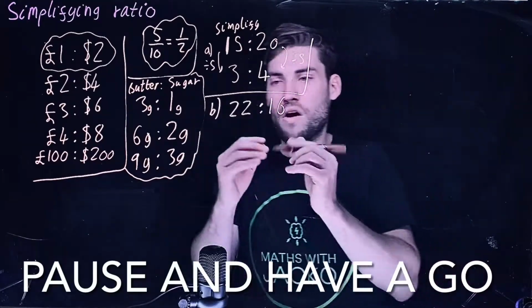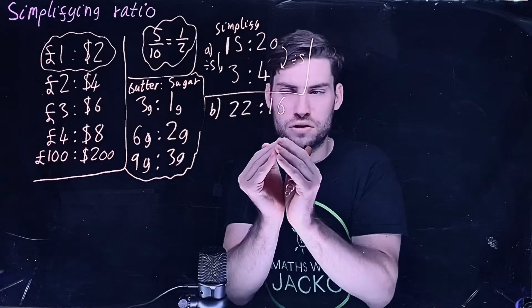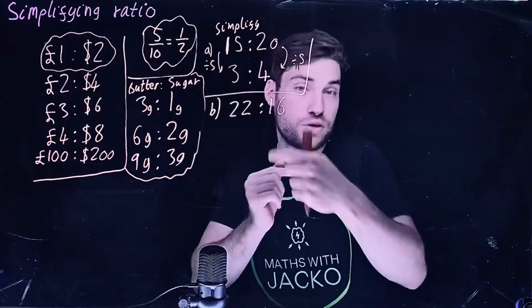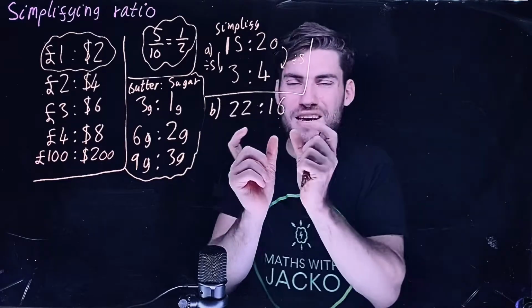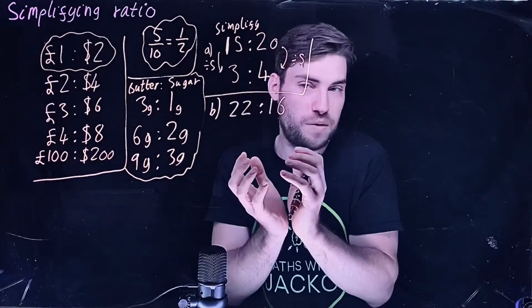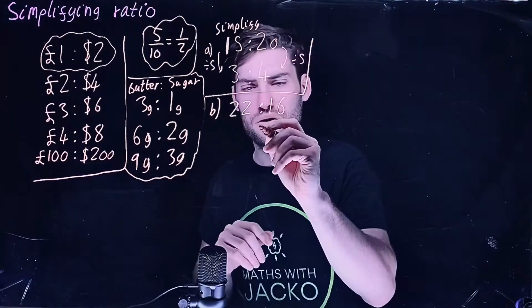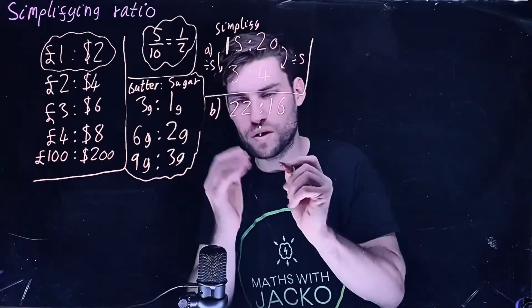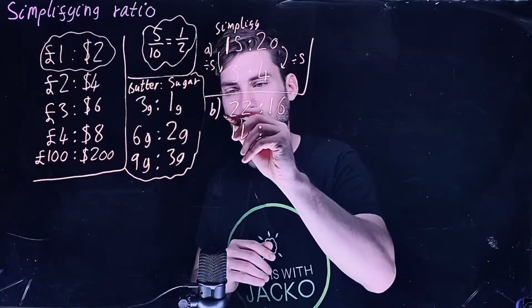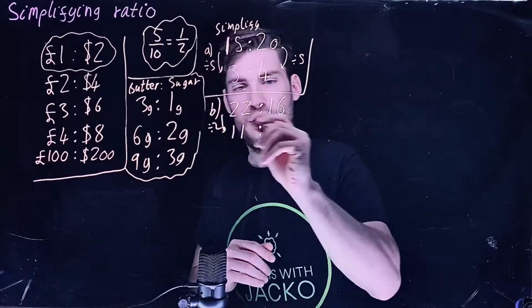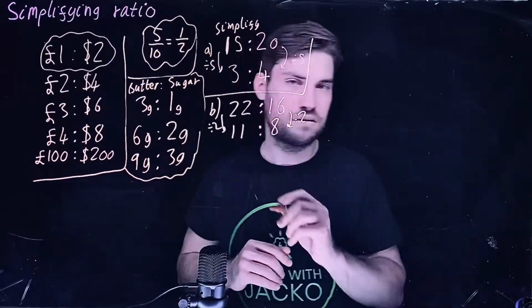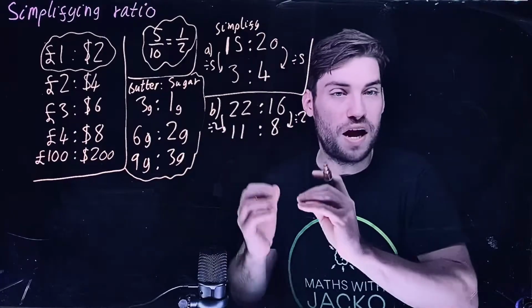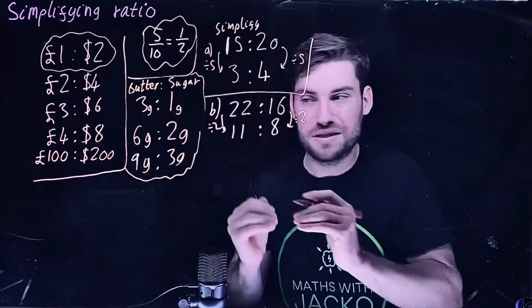Right, so this one, hopefully you've seen, because they're even numbers, 2 goes into them, okay? So you don't always have to have the biggest number. If you can't see it, just keep halving the numbers, especially if they're even. That's the easiest way that I always tell my students. So half of 22 is 11, because we divided by 2. Half of 16, divide that by 2, is 8. And that doesn't simplify anymore. 11 to 8 is as far as that will go.